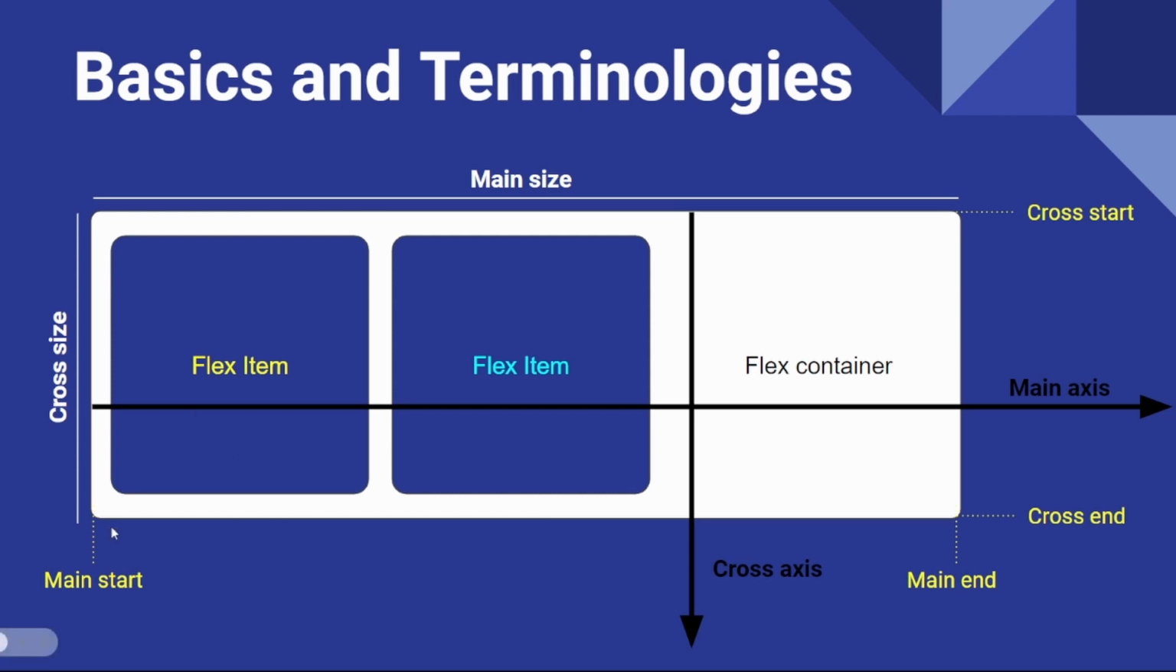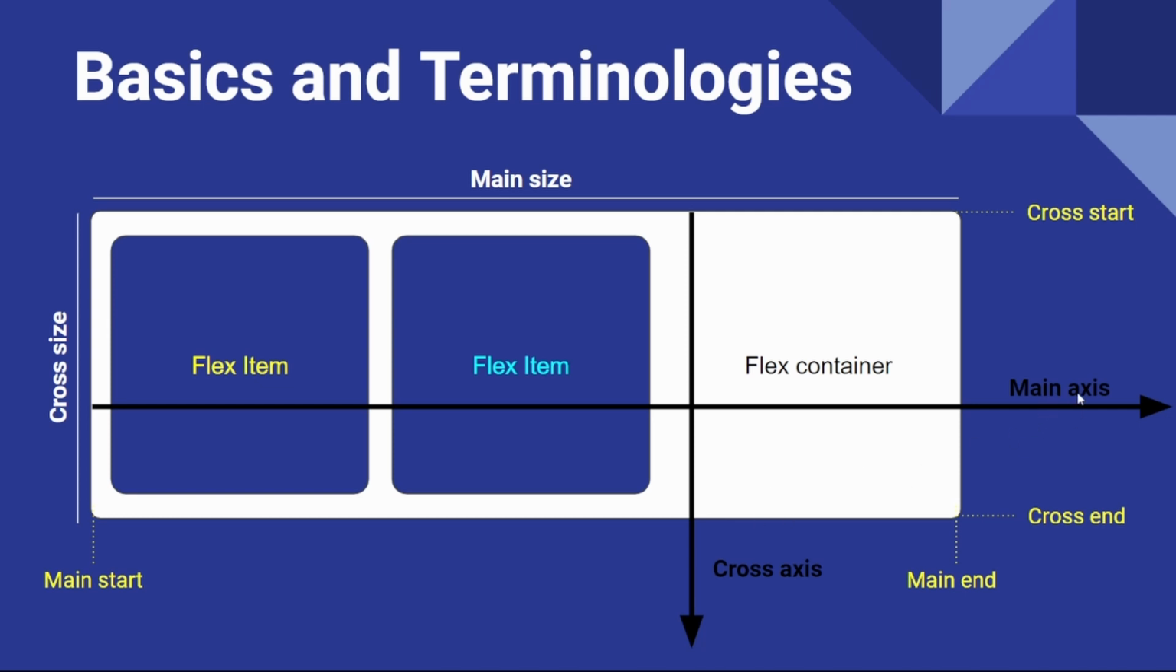And then we also have the main axis, which, depending on the flex direction, is the primary axis along which flex items are laid out. One thing to take note is that the main axis is not necessarily horizontal. It depends on the flex direction property. Right, so it could be vertical. You're going to be seeing what I mean.